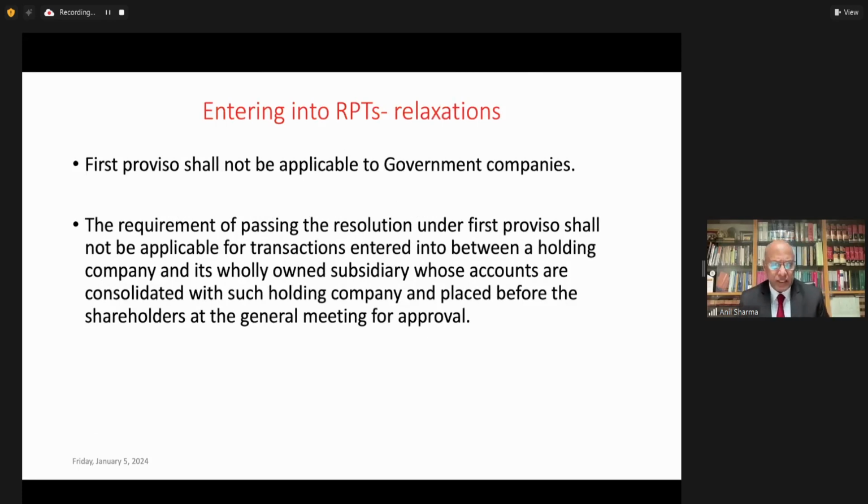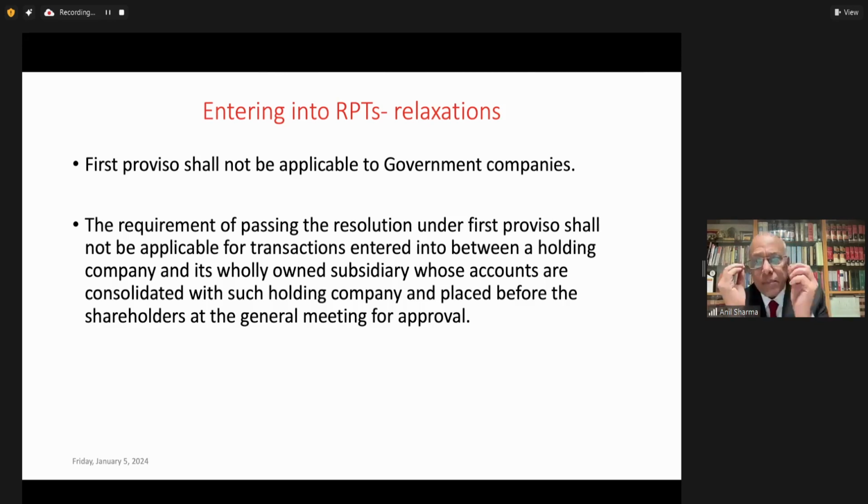Of course, there are certain relaxations given to related party transactions, and that is with regard to government companies. It says that for government companies, this would not apply. And secondly, the requirement of passing the resolution under the first proviso shall not be applicable to transactions entered into between a holding company and its wholly owned subsidiary, whose accounts are consolidated with the company and placed before the shareholders at a general meeting for approval.